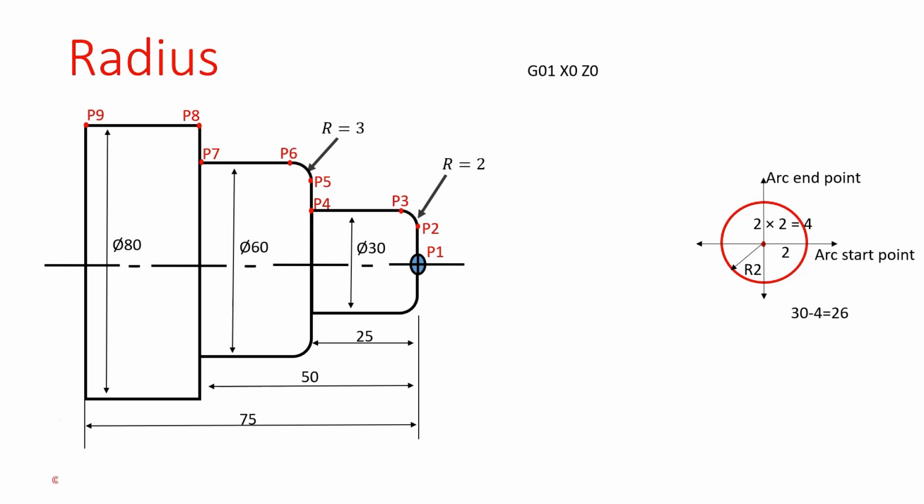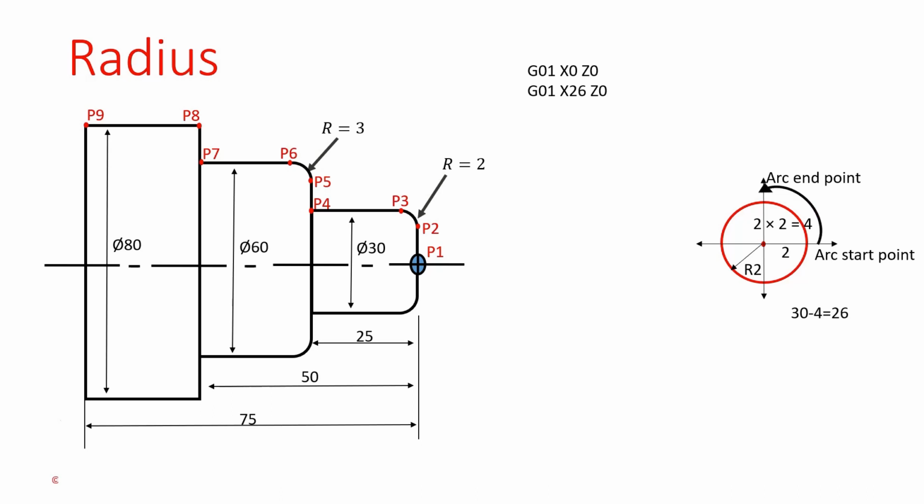Before writing the point, check which type of motion it is from P1 to P2. It is linear motion. This motion code is G01. The P2 point value is G01, X26, Z0. Next, go to the P3 point. It is the arc endpoint. Now check the direction of the arc. How to check the direction of the arc? It is based on the arc starting point to end point direction. Now our arc direction is anticlockwise.